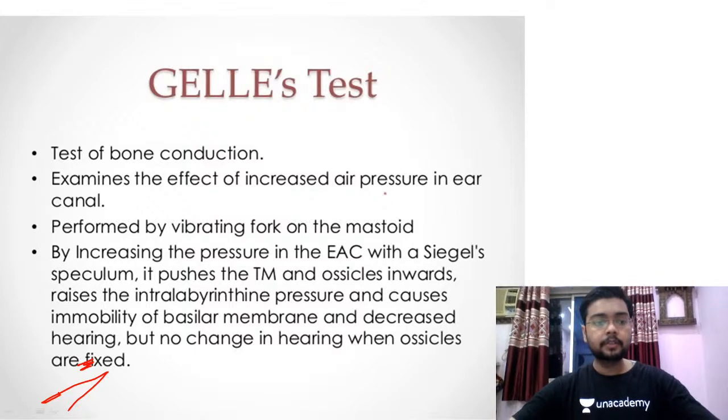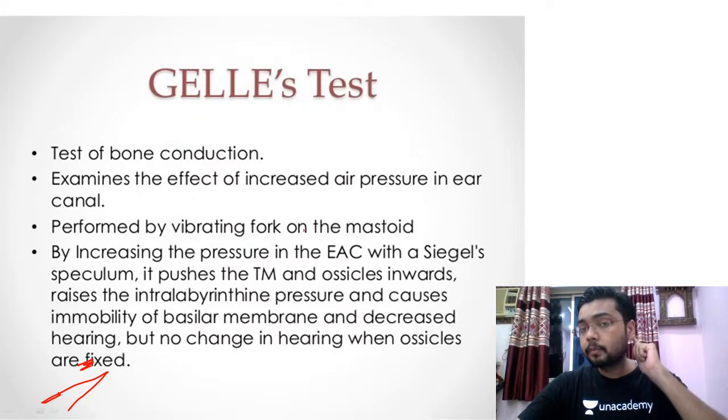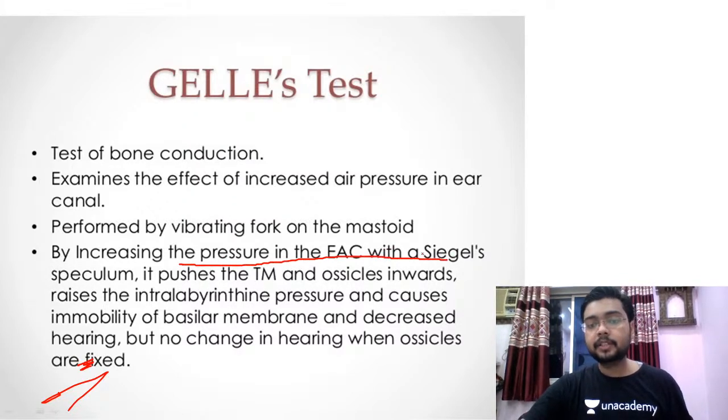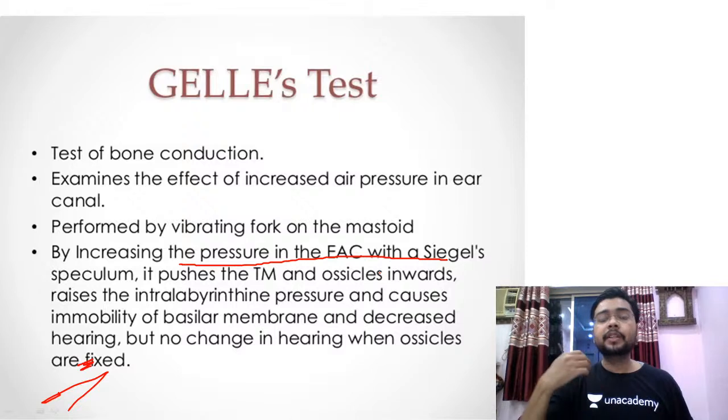So we are placing the tuning fork over the mastoid bone, the cortical part of the mastoid process, and we are increasing the intra-auricular pressure. How are you increasing the pressure? You are increasing the pressure in the external auditory canal, the EAC, by this Siegle's speculum. So what do you want to see? You want to see, with this increased pressure, what is the effect on the hearing of the patient.